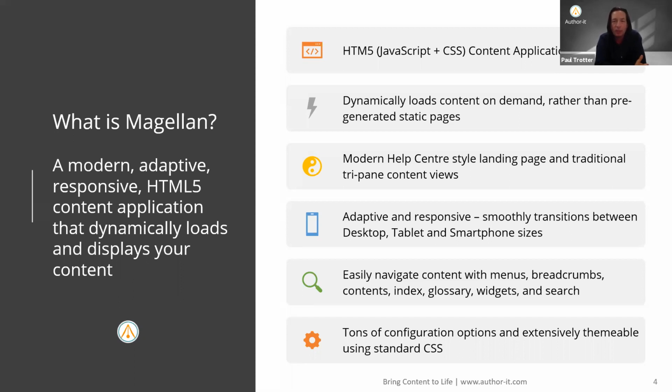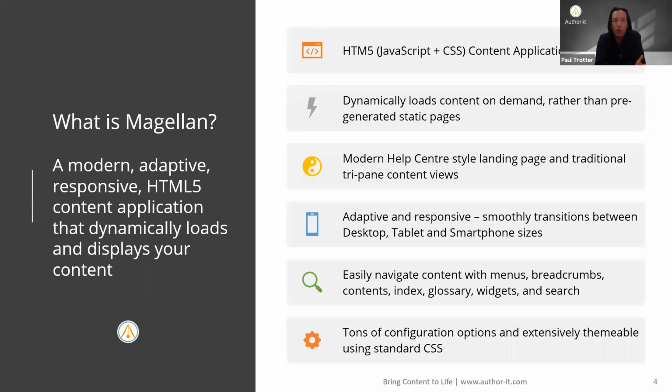And it gives us significantly more ability to change that content as it's being loaded. It also allows us to deliver content that can look great on any kind of device, whether it's a desktop, tablet, or smartphone. And a good application like this is what's called adaptive, which means it changes its shape and size depending on the device you're working on, and responsive, that it smoothly transitions between those sizes. So if you're currently delivering WebHelp, you'll just have a more desktop focused application. Magellan is going to give you the ability to deliver that content to more modern devices and do so in a very, very nice way.